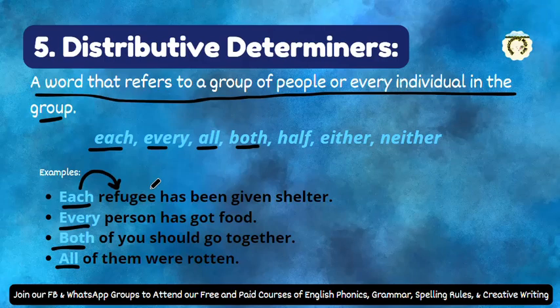Each refugee. Every person. This is the noun here. Both of you. This is the pronoun here. All of them. Them is a pronoun here. So these words are referring to every person in the group or all of them.